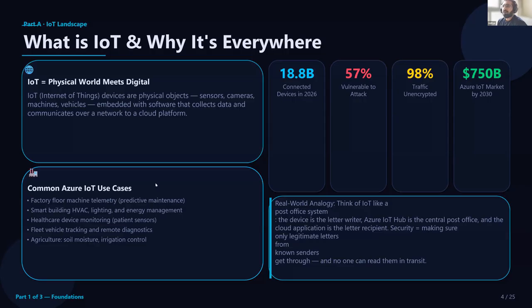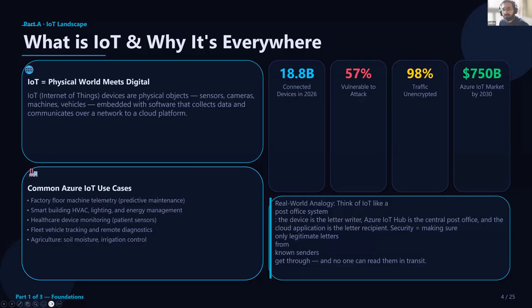With today's different talks, I think most of you are already aware what IoT is and why it's everywhere, right? Currently there are 18.8 billion devices connected. 57% are vulnerable to attack. 98% of traffic is unencrypted. These stats come from the environment we look at on a day-to-day basis. And this is the market.